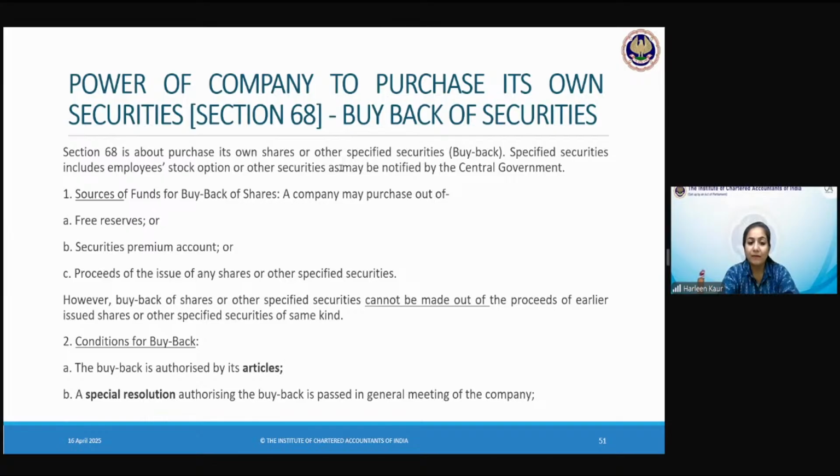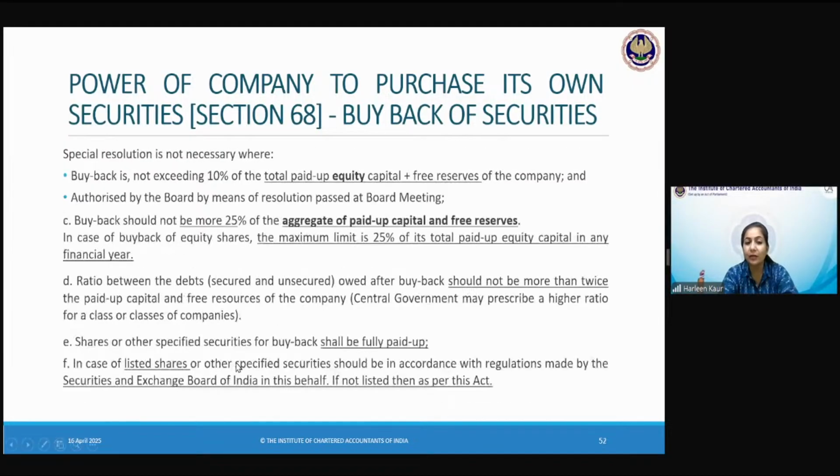Absolutely correct. No, ma'am, we cannot do the buyback from the same kind of securities out of the same proceeds. Articles shall authorize it. SR is required or OR is required. In what circumstances SR is not required in buyback? Very good. In case it is less than 10% of the paid up equity capital and free reserves. In that case, board resolution is required.